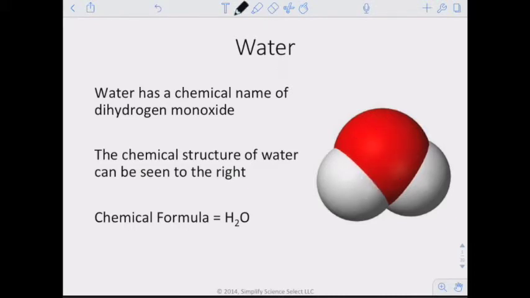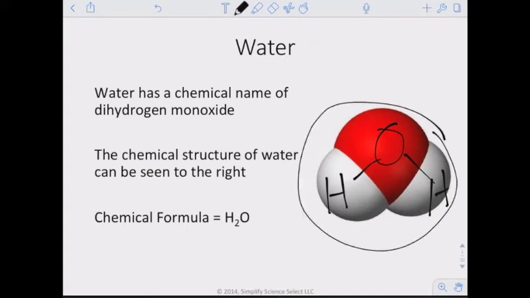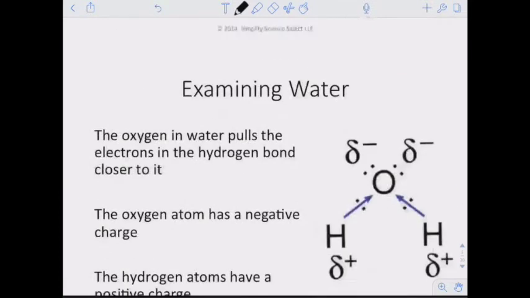And we can see that here it's represented. Here is the hydrogen, and then oxygen. The chemical structure of water can be seen here, and the chemical formula is H2O, as we've said.